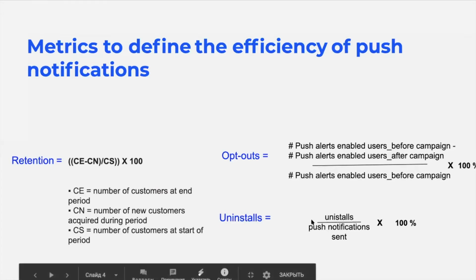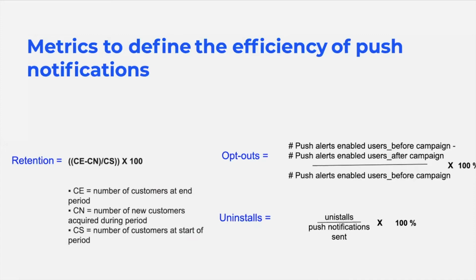And the last two metrics are opt-outs and uninstalls. They basically show you how many users were dissatisfied with your push notification campaign and either opted out from receiving push notifications or uninstalled the app. So if you care a lot about app installs, you should take into account these metrics.